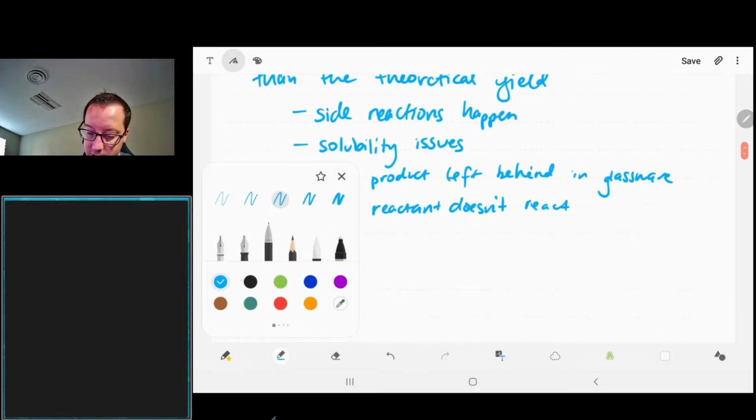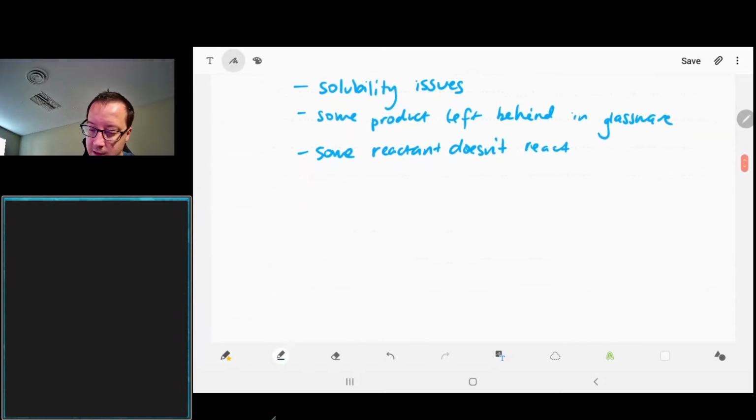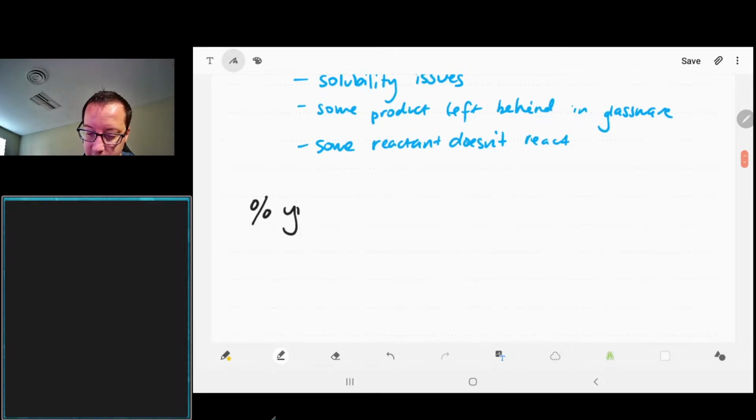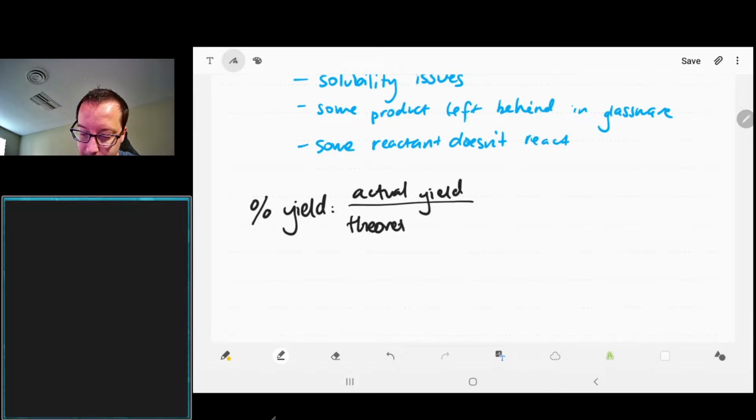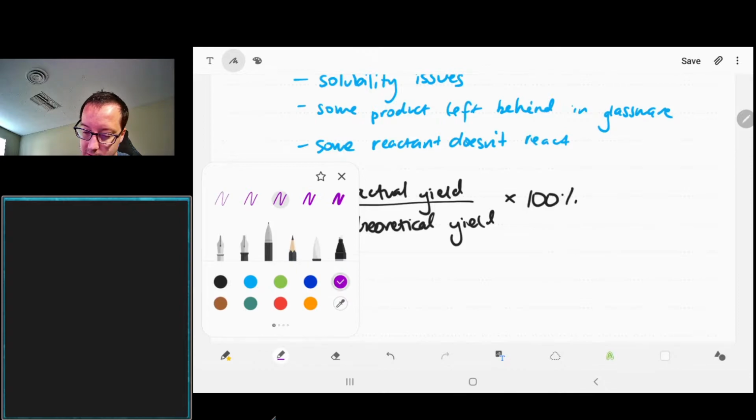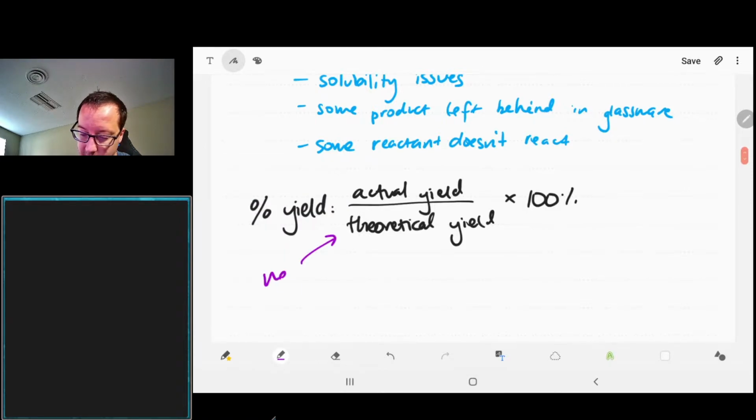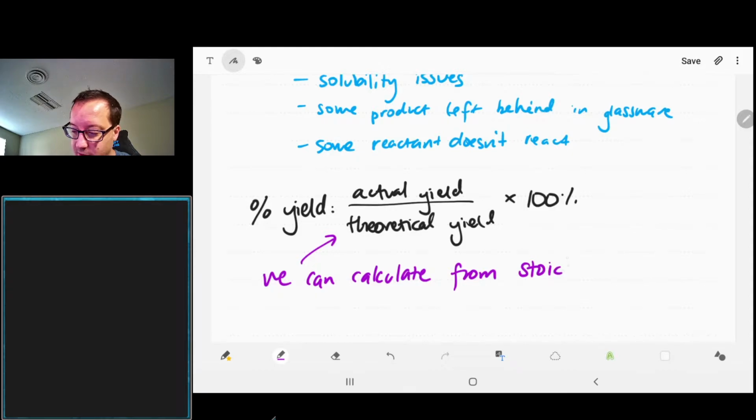And so in order to describe this phenomenon, we have something called the percent yield of a reaction, where it's going to be the actual yield over the theoretical yield times 100%. So notice we can calculate this using our stoichiometry. That's our unit conversion that we've been spending the last couple of days doing.